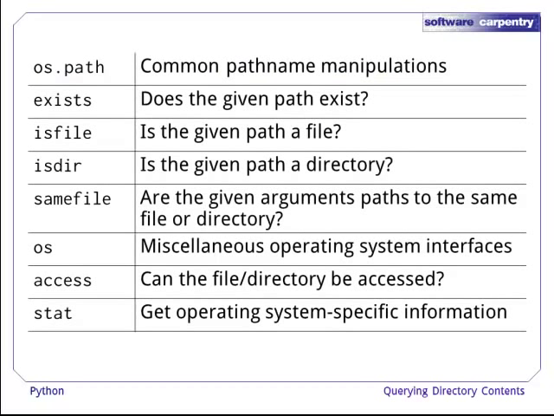We've looked at a number of Python functions to find out more information about files and directories. From the os.path module, we used exists to see if a file or directory exists, isfile and isdir to determine whether a path specifies a file or a directory, and samefile to see whether two paths point to the same file or directory. From the os module, we used access to see what access permissions we have to a file or directory and determine if we can read it, write to it, delete it, or, for files, execute it. And we used stat to get low-level operating system-specific information such as file sizes, permission bits, user and group IDs, and creation and modification times.